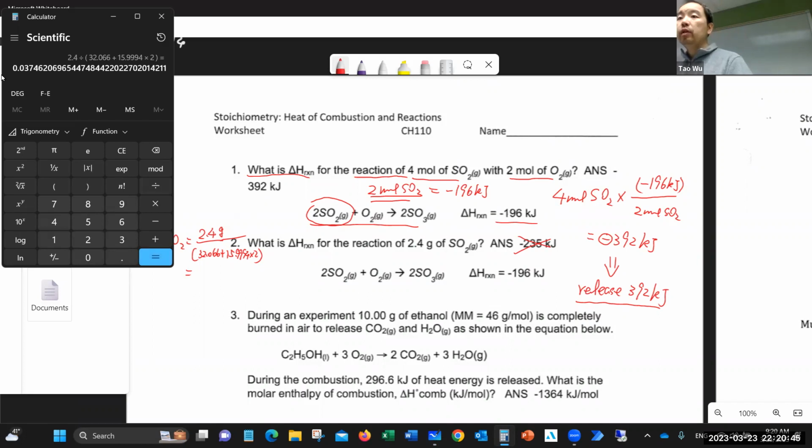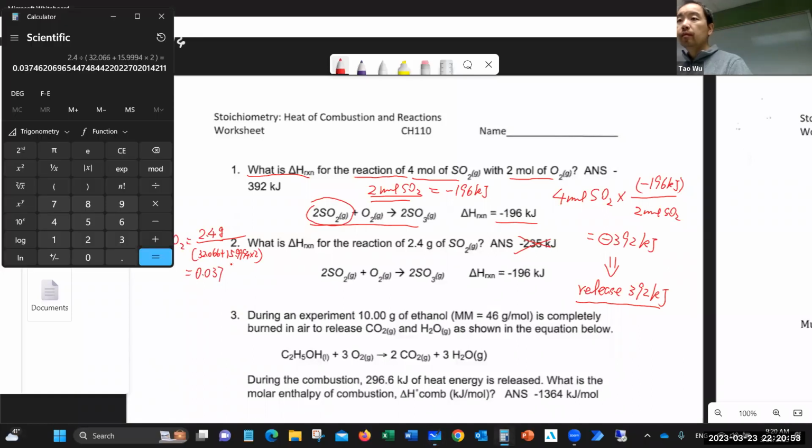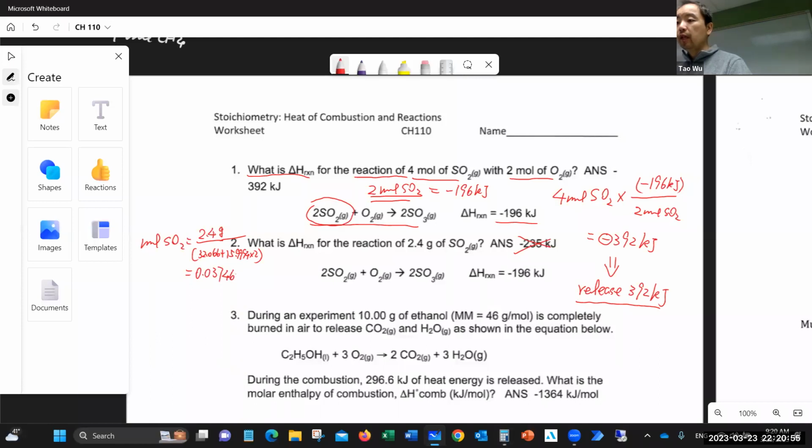And we got 0.03746. And that is the mole. Okay, we're going to use the mole first, and then we convert the mole to the heat. We're using mole to convert to the heat.